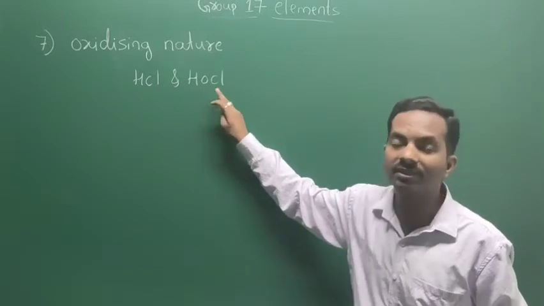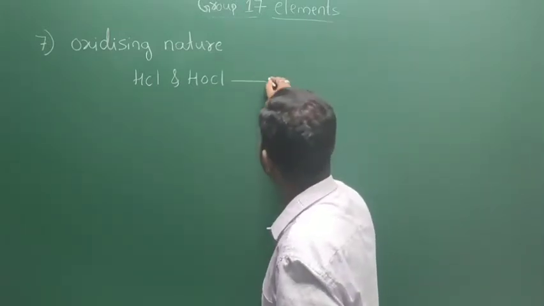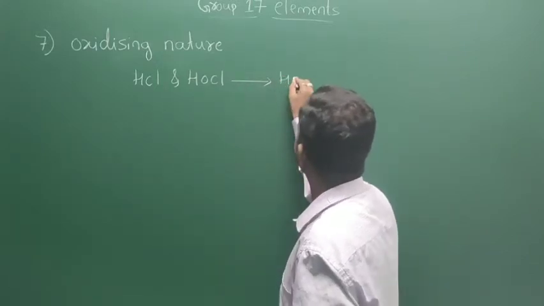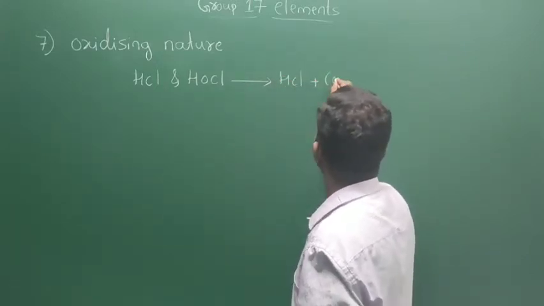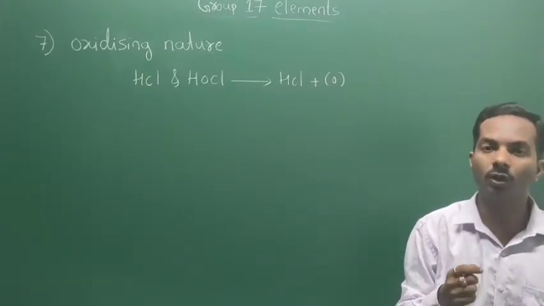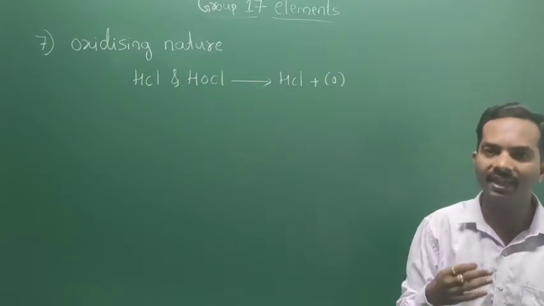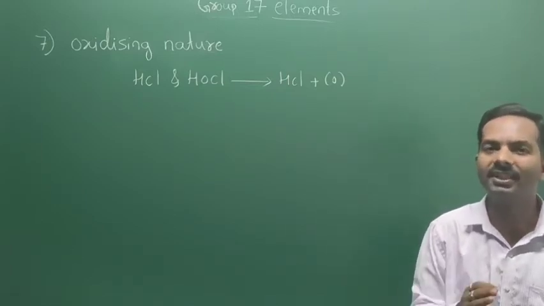This hypochlorous acid is unstable and it slowly decomposes to give HCl and nascent oxygen. On account of the formation of nascent oxygen, chlorine acts as an oxidizing agent as well as a bleaching agent.